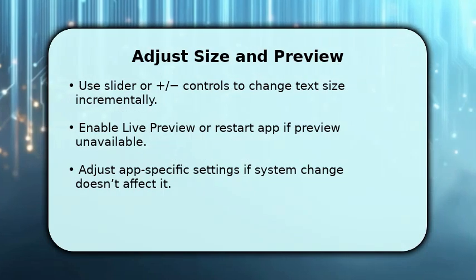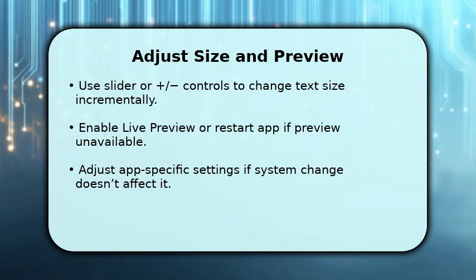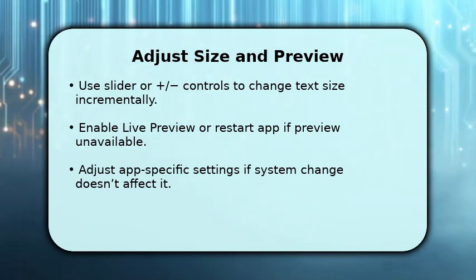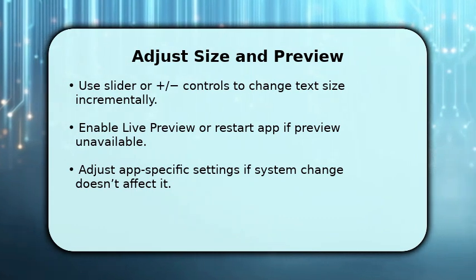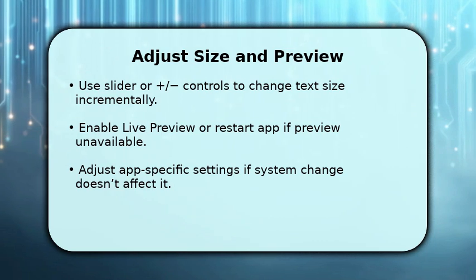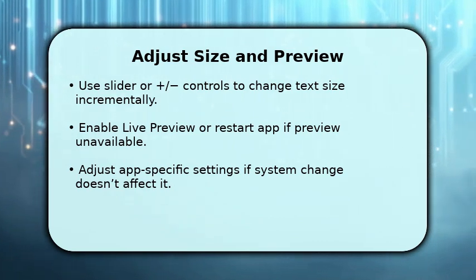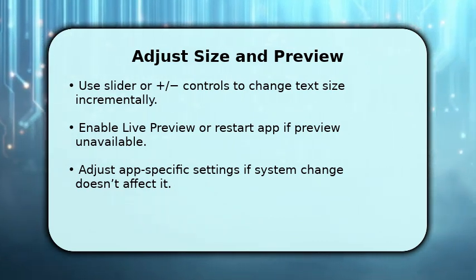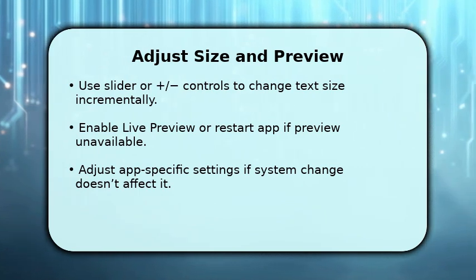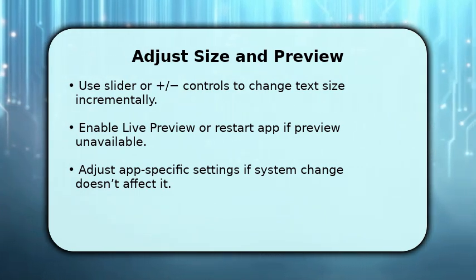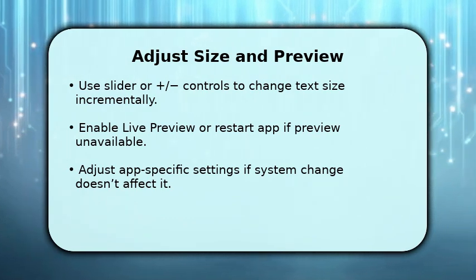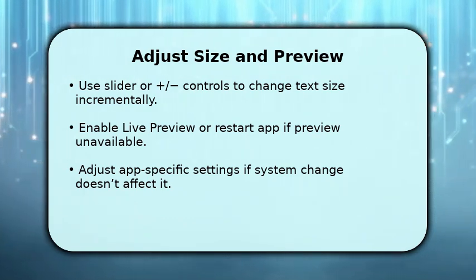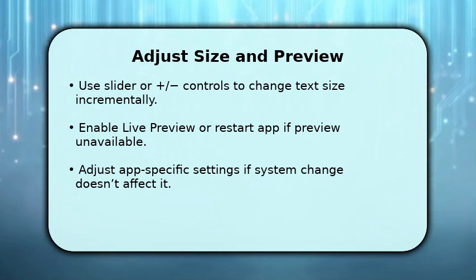Now you'll make the adjustment. Use the slider, +/- buttons, or a scale percentage to increase or decrease font size. Move in small steps so text remains readable. If the setting shows a live preview, confirm readability in headings and buttons. If not, close and reopen the app to check. For apps with their own text settings, open the app's preferences and match the system choice. Make sure to balance size with layout so content doesn't truncate or overflow.